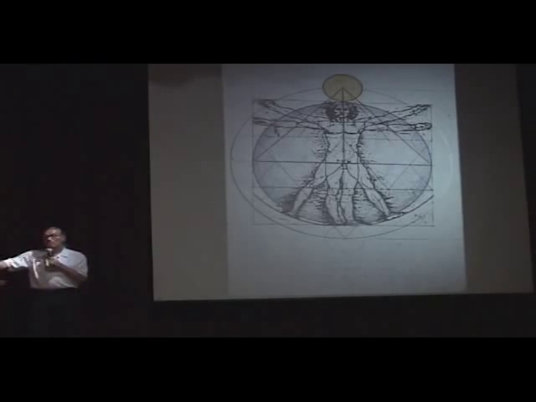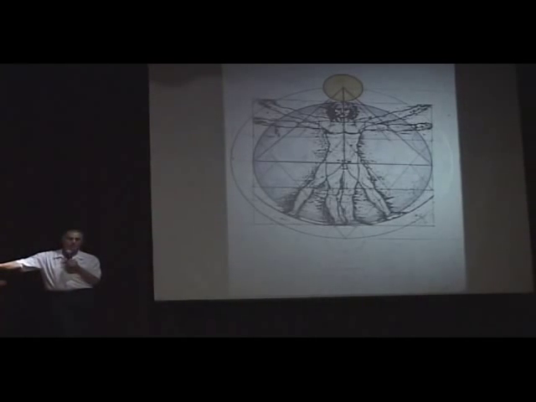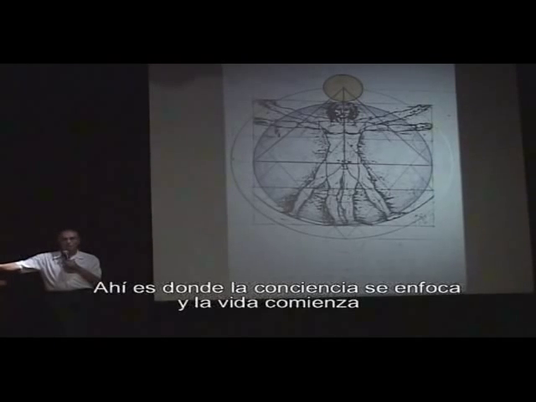And it's been determined, and if you study, you'll see, that when the square and the circle, in China they talk about squaring the circle and circling the square, when the perimeter of the square and the circumference of the circle are the same, that's when human consciousness focuses in, and that's when life begins.